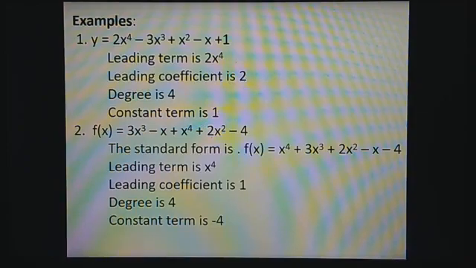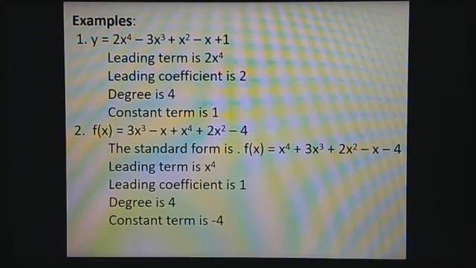Then what is the degree? As what I have said a while ago, this is the highest exponent, or it can be found in the leading term. So the degree is 4. Then what is the constant term? The term without variable is 1. So our constant term is 1.